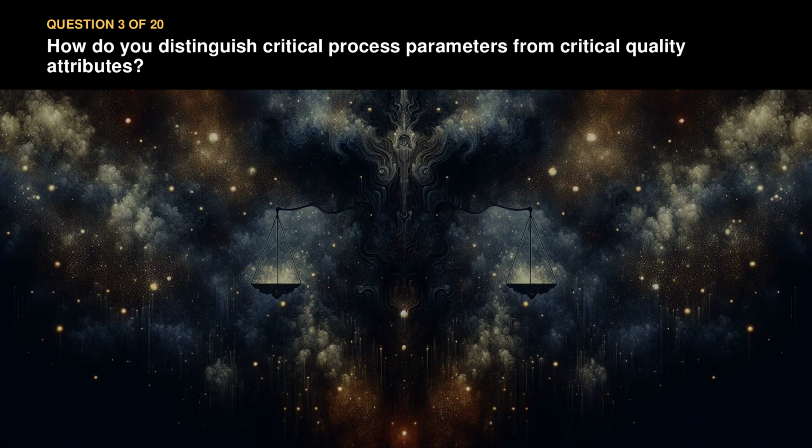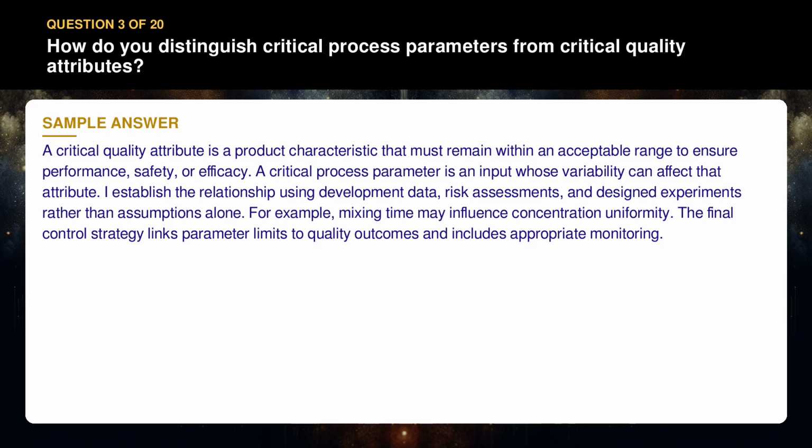Question 3. How do you distinguish critical process parameters from critical quality attributes? A critical quality attribute is a product characteristic that must remain within an acceptable range to ensure performance, safety, or efficacy. A critical process parameter is an input whose variability can affect that attribute. I establish the relationship using development data, risk assessments, and designed experiments rather than assumptions alone. For example, mixing time may influence concentration uniformity. The final control strategy links parameter limits to quality outcomes and includes appropriate monitoring.